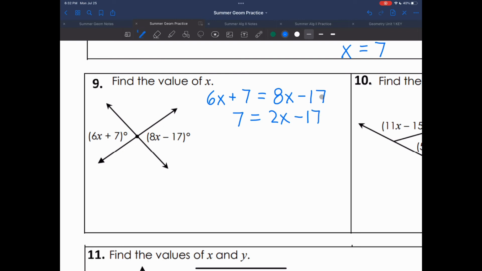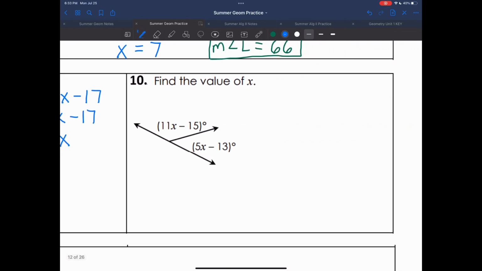And then from there, I would probably add the 17 to both sides. So adding 17 to 7 over here, that's going to give me 24 equal to 2x. And then dividing both sides by 2, and I'm going to switch it around and say x equals, that's going to give me 12. And on this one, that's it. That's all they wanted you to find was the value of x, and we're done. Don't have to plug it back in.